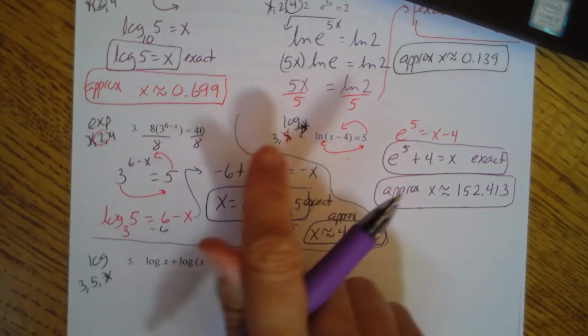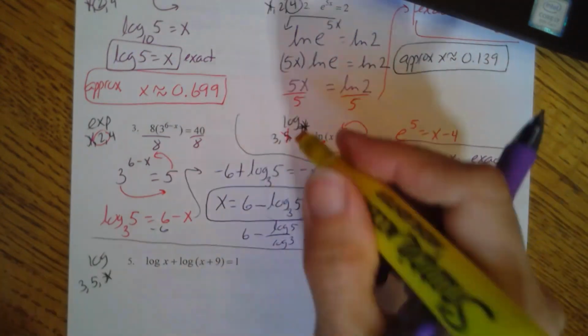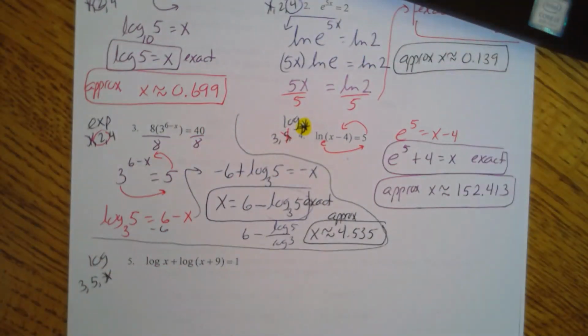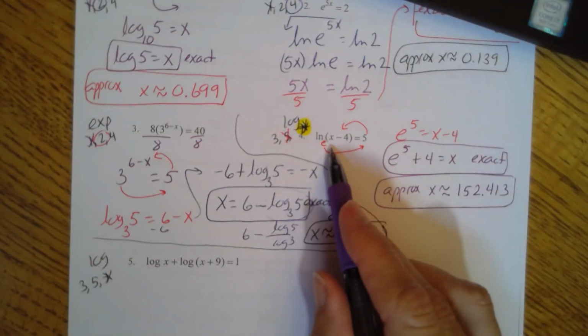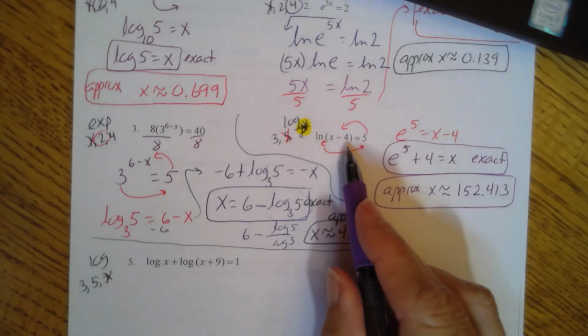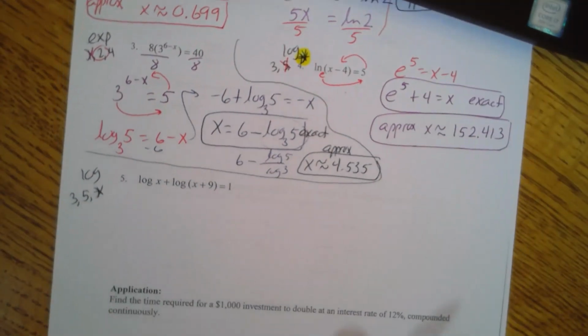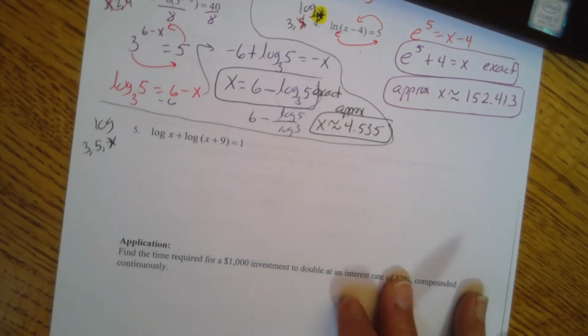Now don't forget we have this asterisk. I would definitely highlight any log equations so you know that you still always have to check your answer. So when I plug in 152.413 and I subtract 4, it's still going to be positive, so I'm okay with keeping it as an answer.